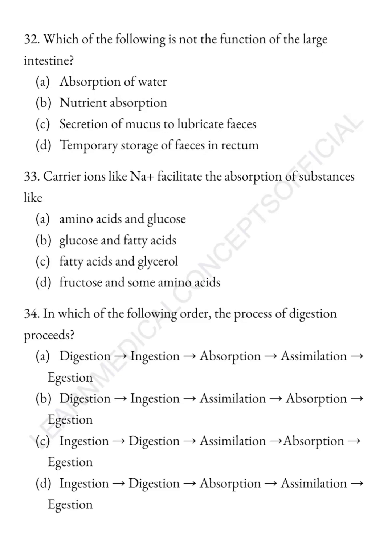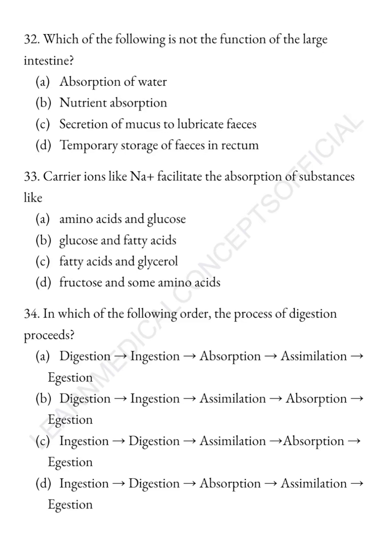Coming to the 33rd question, carrier ions like sodium facilitate the absorption of substances like option A, amino acid and glucose, option B, glucose and fatty acid, option C, fatty acid and glycerol, option D, fructose and some amino acid. And your time starts now. And the correct option is option D. Some amino acids and fructose are absorbed with the help of carrier ions like sodium.